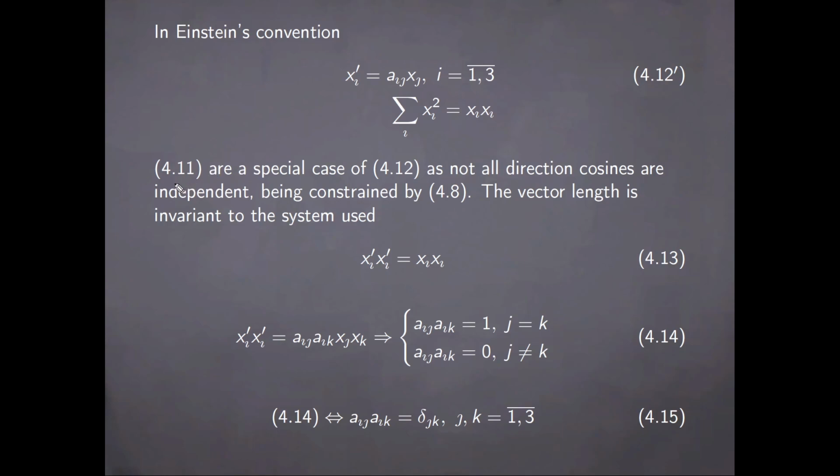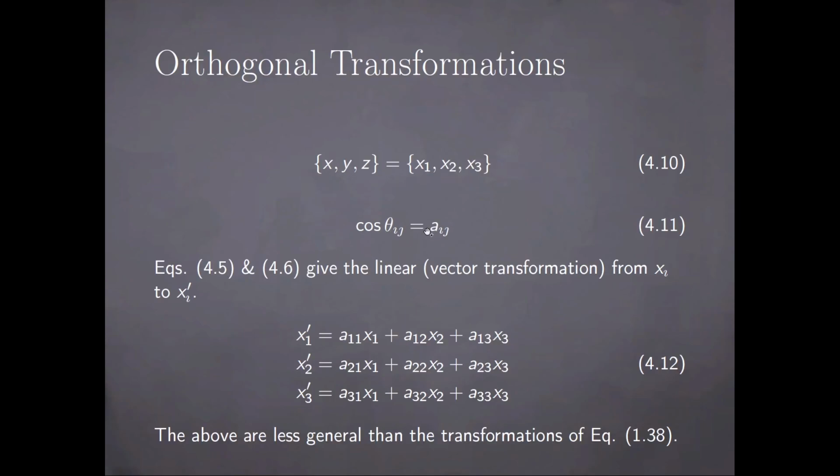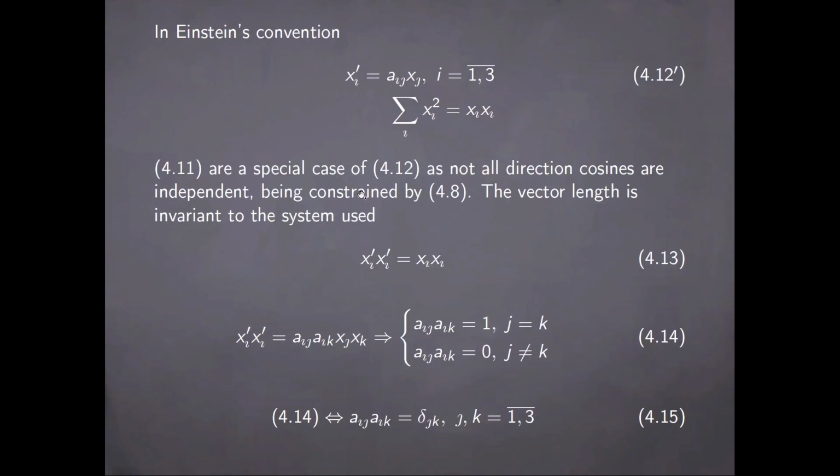So we see that the equations given by 4.11 are a special case of the set 4.12, as not all direction cosines are independent, since they are constrained by the relations 4.8 we have derived previously. However, one thing to keep in mind is that the vector length is invariant to the system used. So both in the laboratory and in the primed coordinate systems, the length of a vector must be the same.